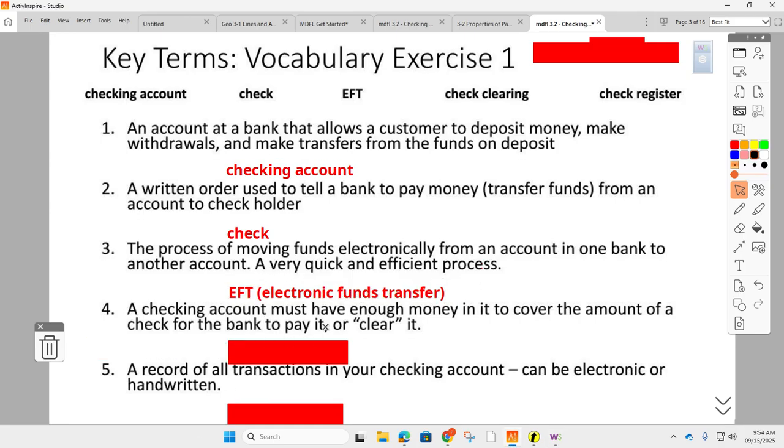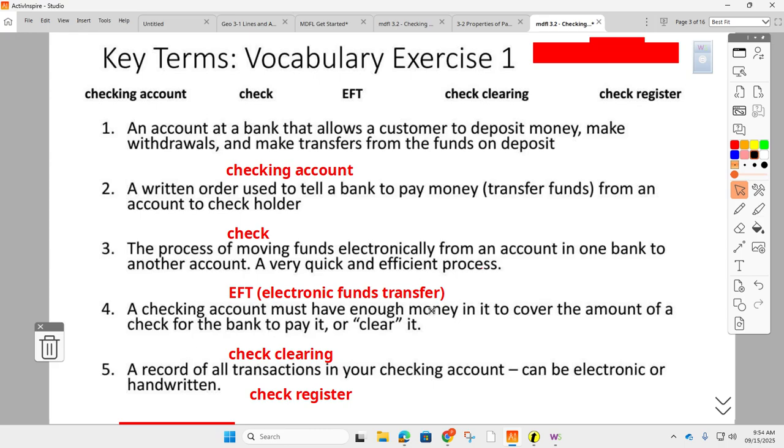The checking account doesn't have enough money in order to cover the amount of a check for the balance in it. To cover the amount of a check for the basic payment clearing. Check clearing, right? And a record of all transactions in your checking account, and it can be electronic or handwritten. That one is your statement. That one is check register. Your check register. Okay?